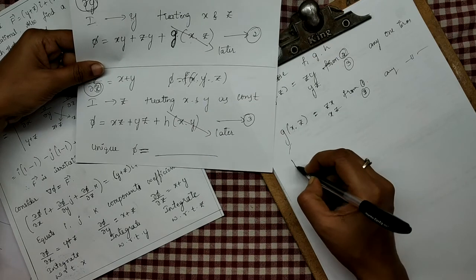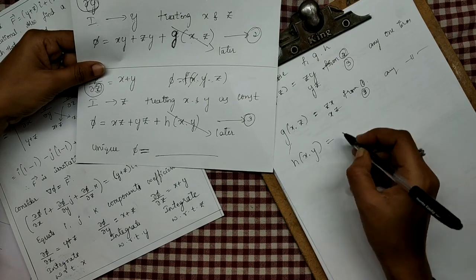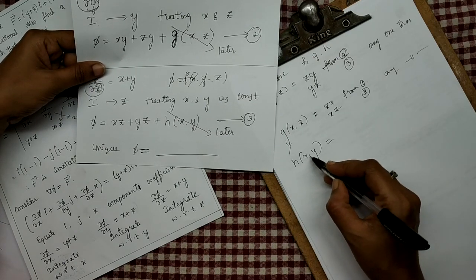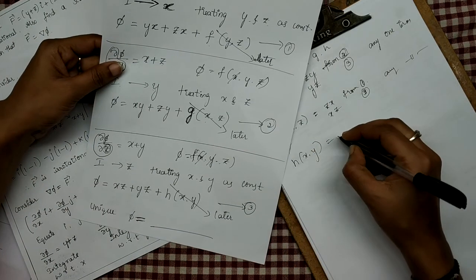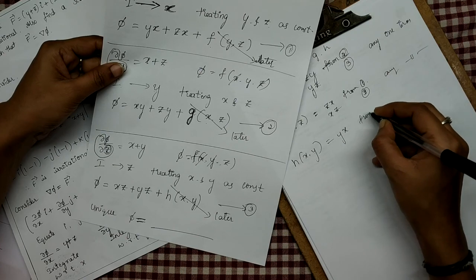Similarly, go for h of x comma y. So, you have to search for a term which is purely a function of x and y. See, x and y, that is yx from equation 1.